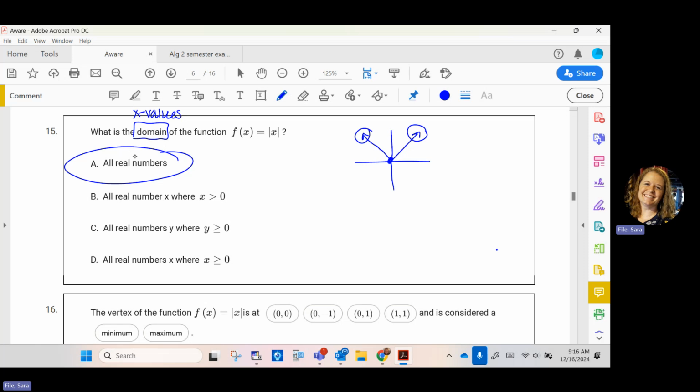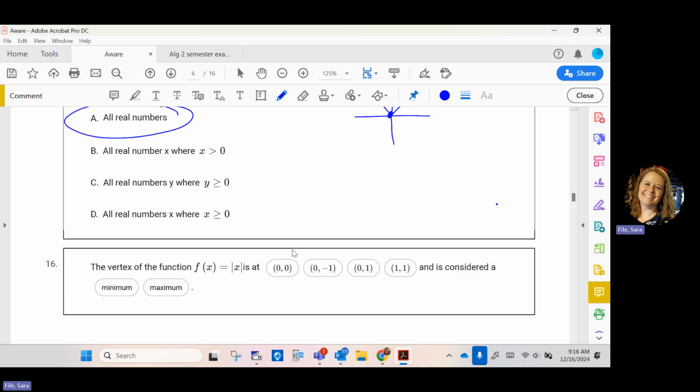Okay, quadratic is going to be the same way. A quadratic function and an absolute value function's domain will always be all real numbers. Those are continuous functions that go left and right forever.